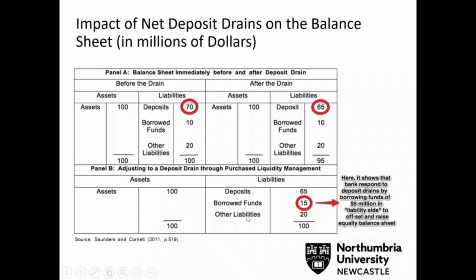If we don't have the cash on the asset side to take the impact and take the hit, and we need to maintain our balance sheet at 100 on both sides, therefore we have to increase our borrowing from 10 up to 15 to offset the run on our liabilities. We have to borrow an extra 5. Now let's think about this extra 5 borrowing.